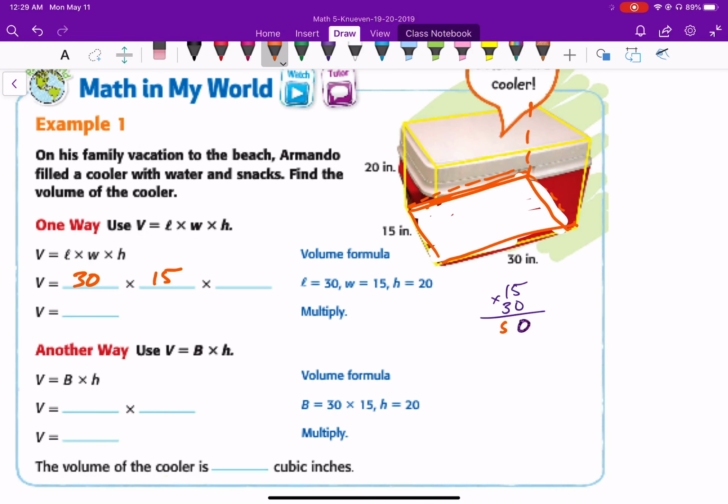3 times 5 is 15. Carry the 1. 3 times 1 is 3, plus 1 is 4. So that is 450 just for the area of the base. That's why that's big B, right?